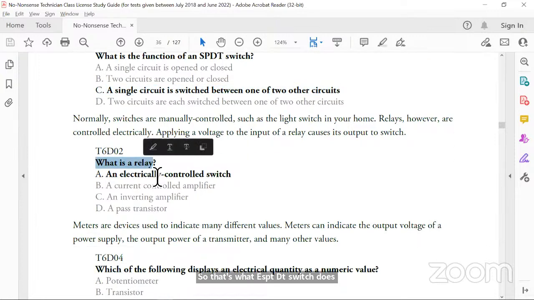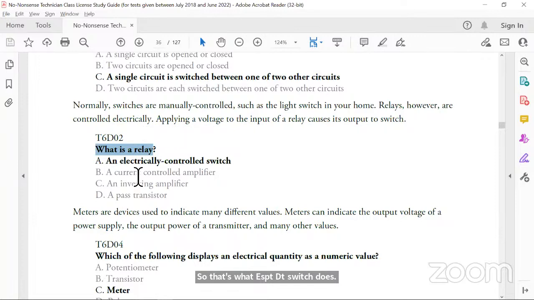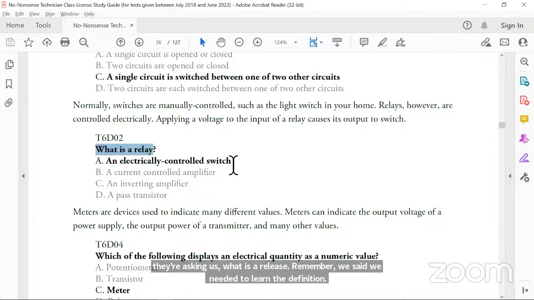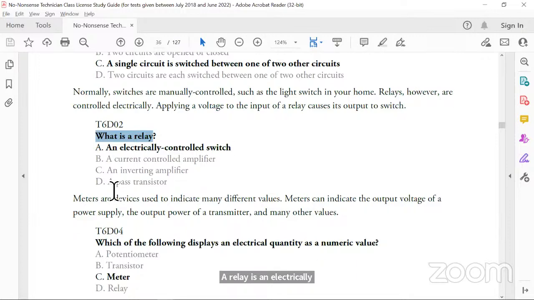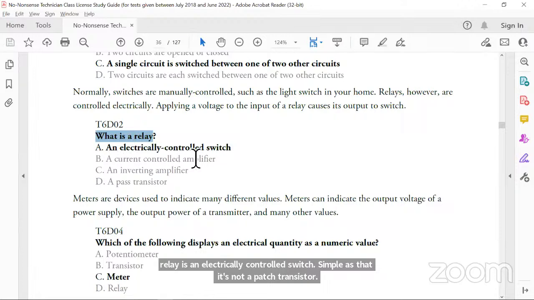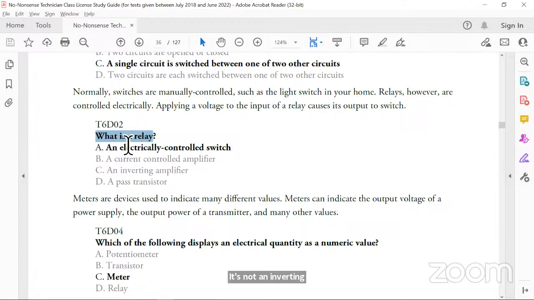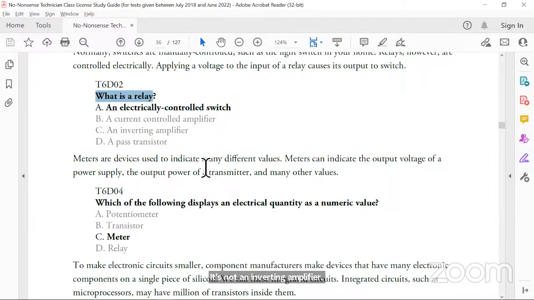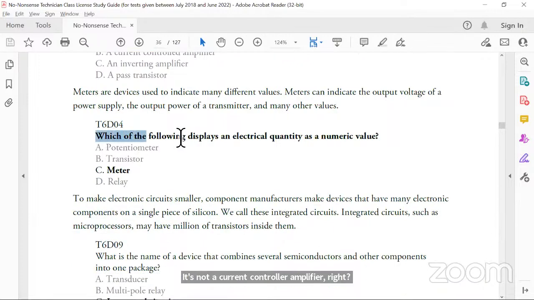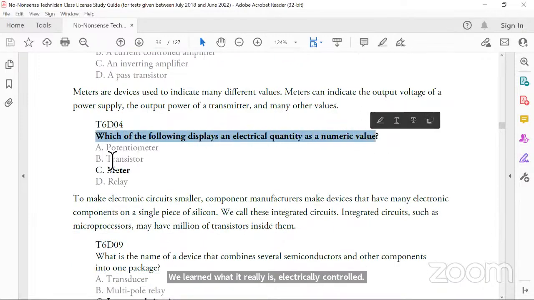Okay, they're asking us, what is a relay? So remember we said we needed to learn the definition. A relay is an electrically controlled switch. Simple as that. It's not a patch transistor. It's not an inverting amplifier. It's not a current controlled amplifier. Right? We learned what a relay is. Electrically controlled switch.